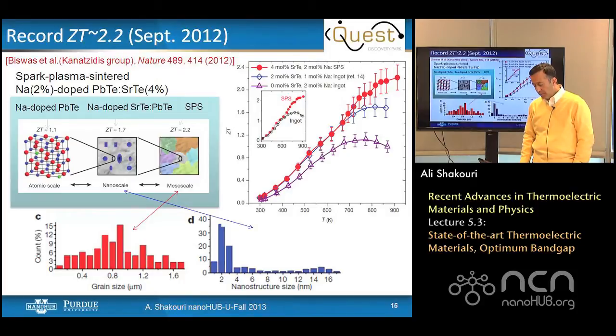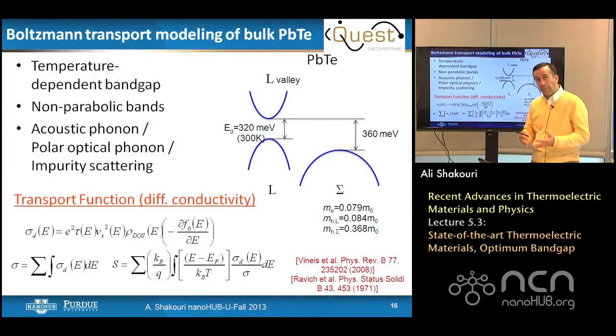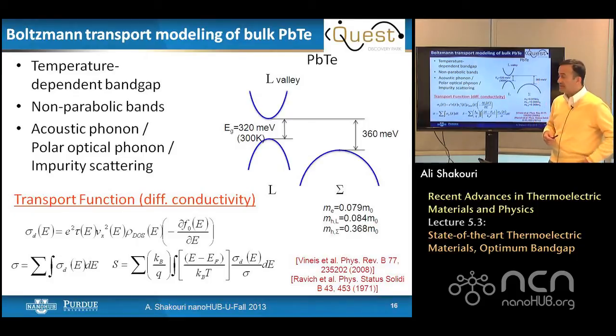This is a good point to actually compare this data with the state-of-the-art transport solver. This is something that you can explore as a part of your homework. Boltzmann transport for lead telluride needs to consider 3 bands: L valley, gamma valley, and sigma. These are the band gaps at room temperature, and this is the separation with the heavy band.